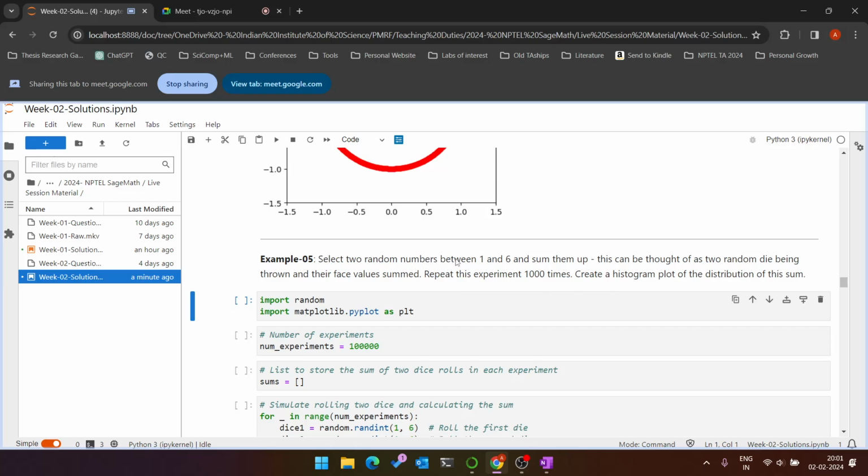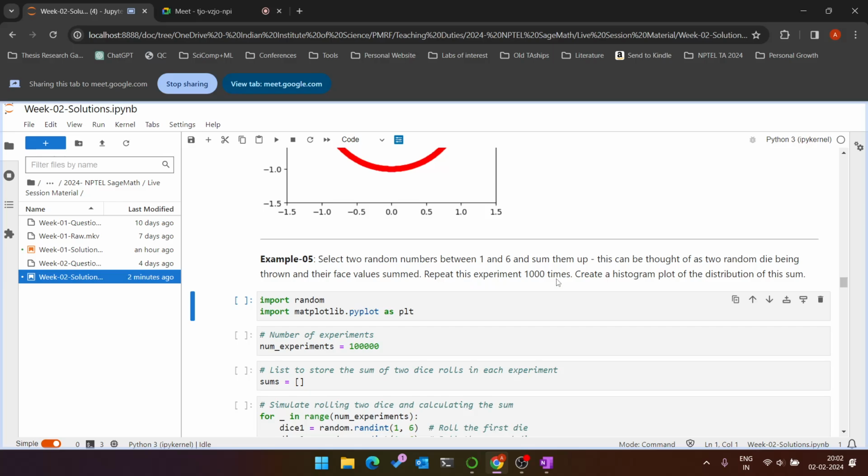We are selecting two random numbers between 1 and 6 and summing them up. This is basically two random dice numbered from 1 to 6 being thrown, and whatever value comes up on the top face, we just look at it and sum them up. You would probably have done this in Ludo or other board games where you throw one or two dice randomly and see what number you get. You expect the number to be between 2 and 12, 1 plus 1 and 6 plus 6.